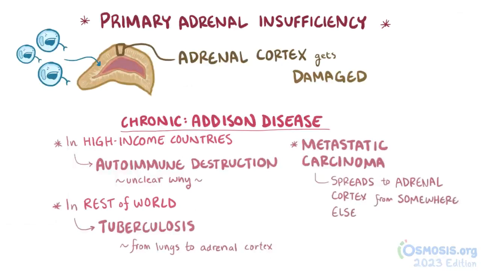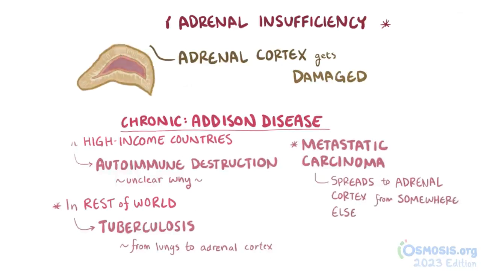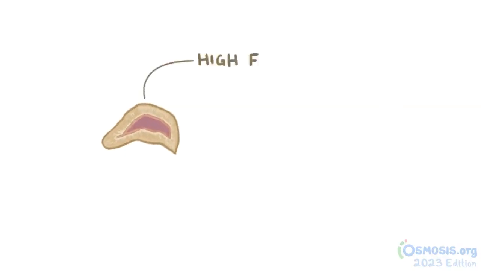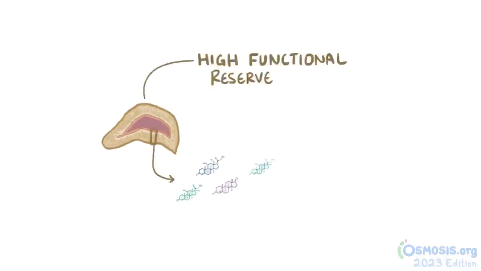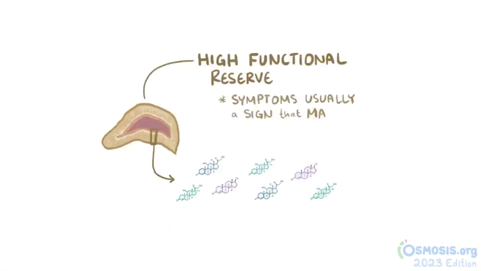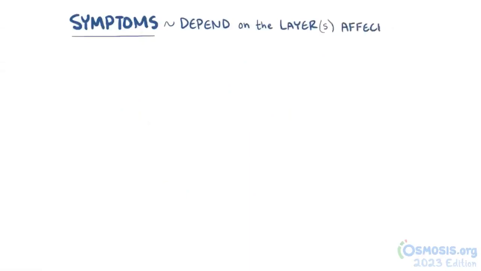Regardless of the cause, it turns out that the adrenal cortex has a high functional reserve, meaning that a small amount of functional tissue can still do a pretty good job of churning out enough hormones to meet the body's needs. As a result of this, though, once there are symptoms, it's usually a sign that a majority, sometimes up to 90%, of the adrenal cortex has been destroyed. The symptoms of primary adrenal insufficiency correspond to which layers of the adrenal cortex have been destroyed.